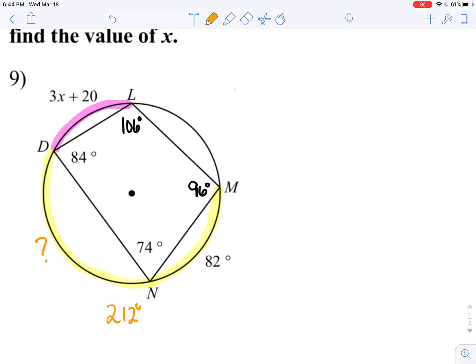Now, how do I find this missing piece here? This missing arc DN, if I know the whole thing is 212? Well, I can take 212 and subtract 82 to get 130 degrees. So 130 must add with 82 to get me 212, and sure enough it does.